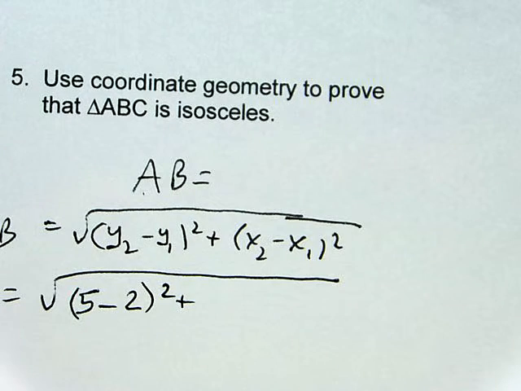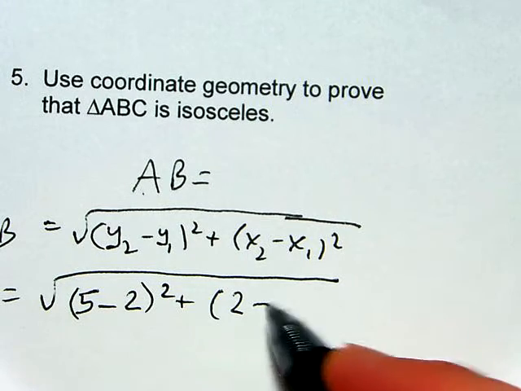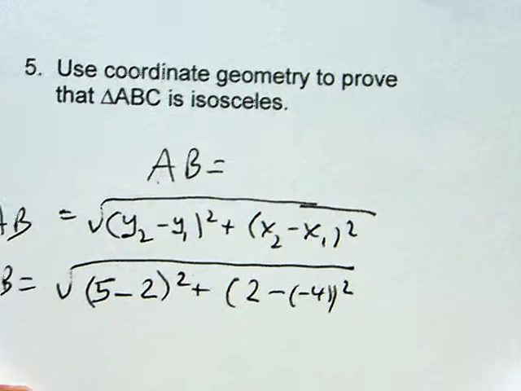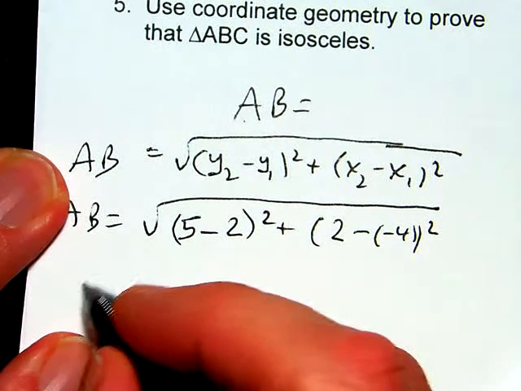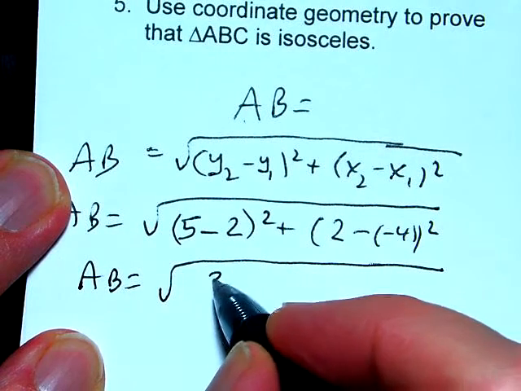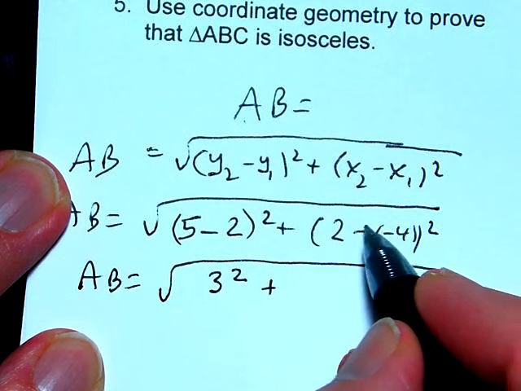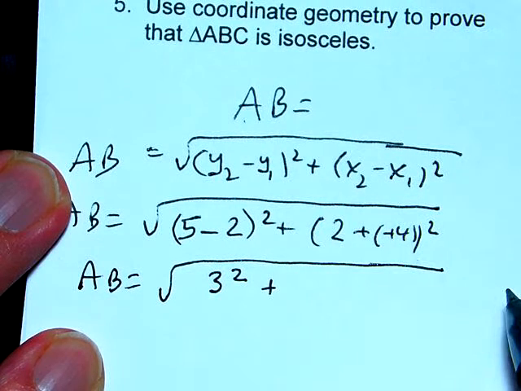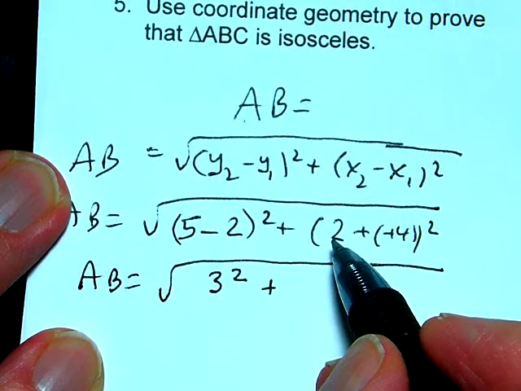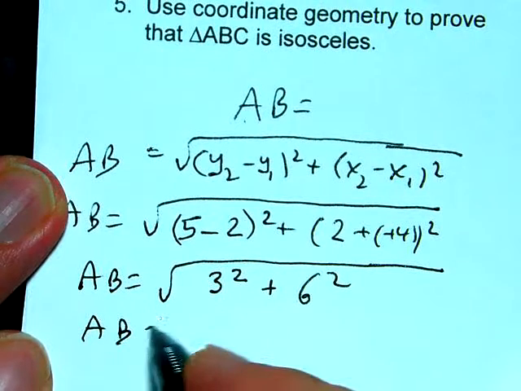Okay, and x2 minus x1 is 2 minus negative 4, squared. Let's remember that we've got to simplify this and then calculate it. So 5 minus 2 is 3, which gives us 3 squared. And here, 2 minus a negative 4 becomes a positive 4, which is 6 squared, which is 36. I'll put the 6 squared here, and then the next iteration, let's simplify.